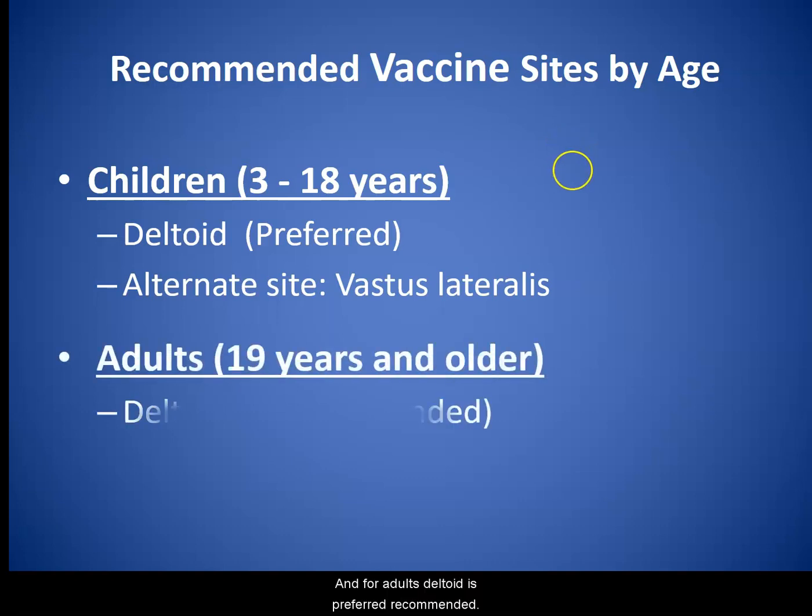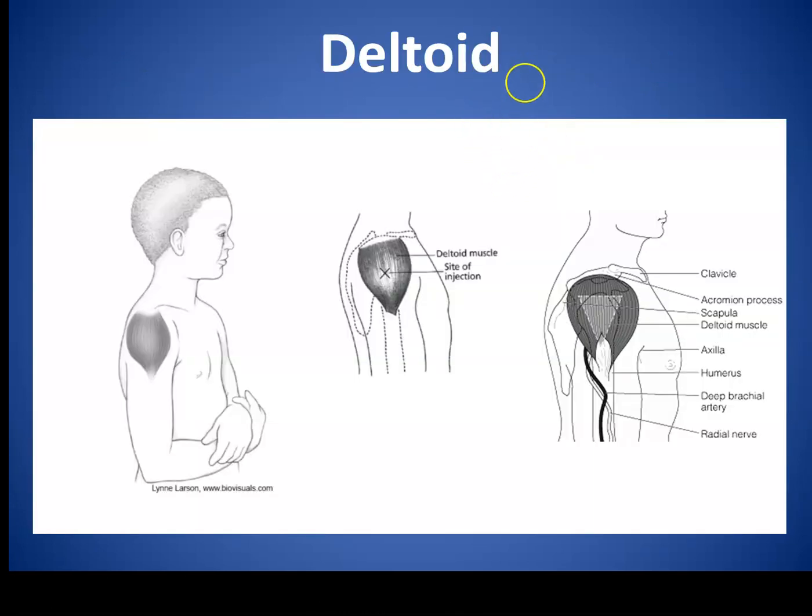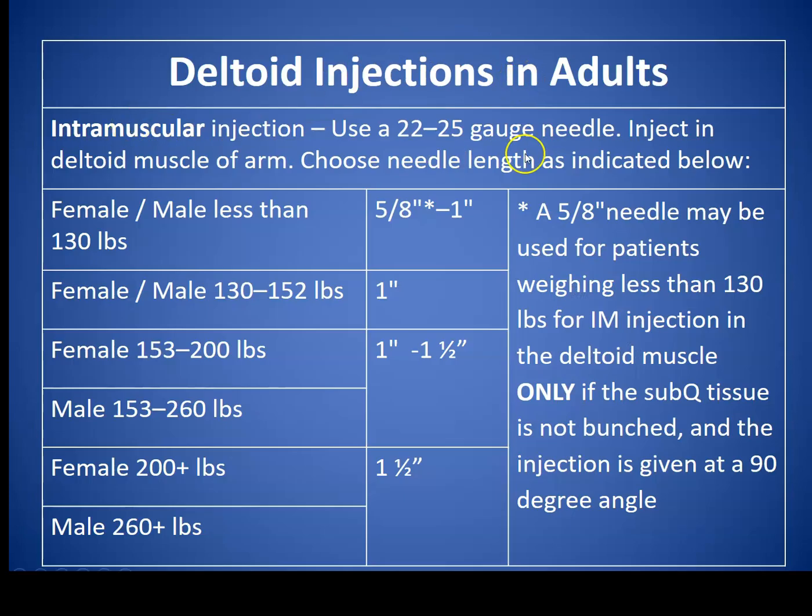And for adults, deltoid is preferred, recommended, but the vastus lateralis could be used. For deltoid injections, typically you're going to use a 22 or 25 gauge needle into the deltoid muscle of the arm. And then here's a nice chart depending on how large and the gender of your patient, kind of a standard needle length. So for small patients, we're going to use a 5/8 of an inch needle.